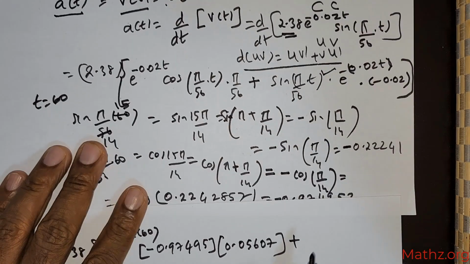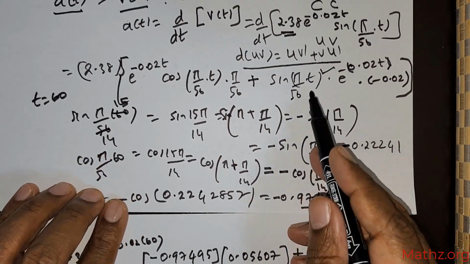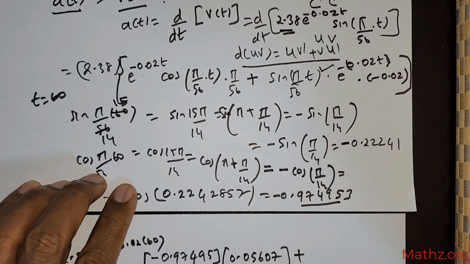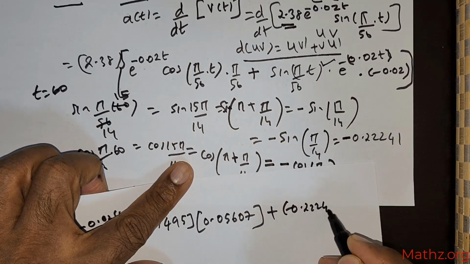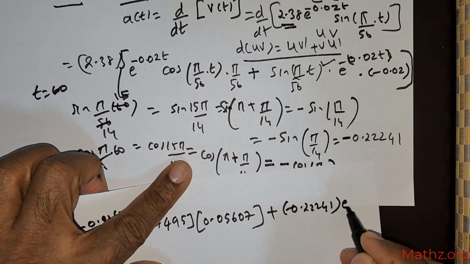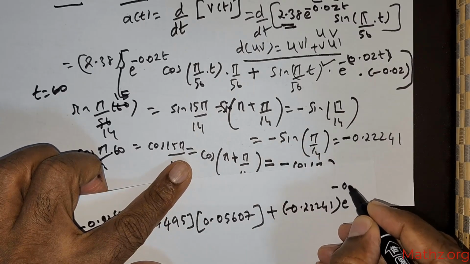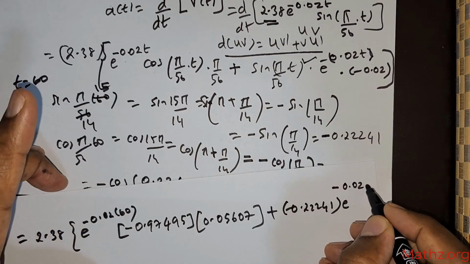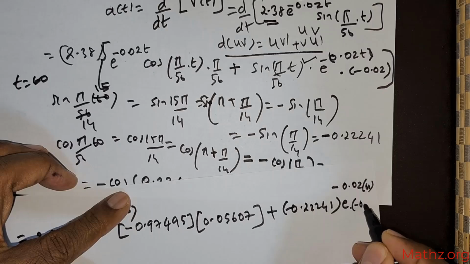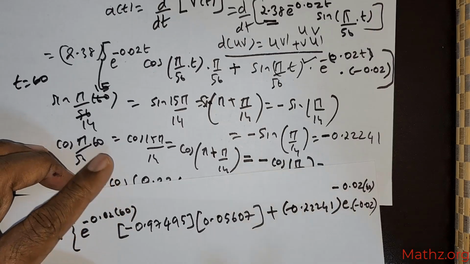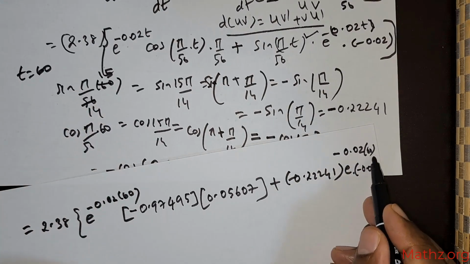Now plus this value. What is this? Sine of pi over 56 times 60. You have a negative sign, so it's going to be negative 0.2241, and this is multiplied by e raised to the power of negative 0.02 times 60. So I need to get that value times negative 0.02. We will evaluate all of this plus this.